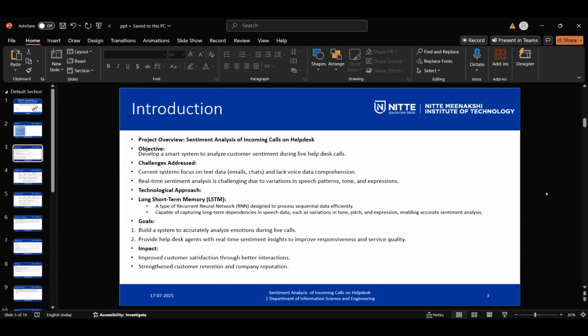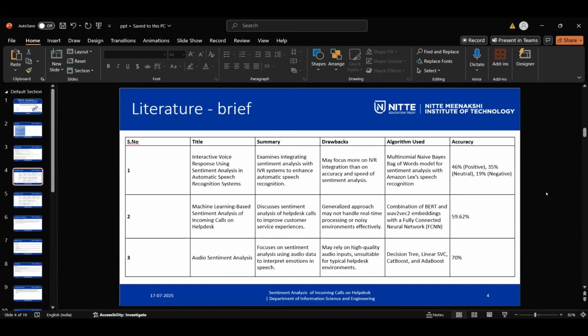The literature overview. So we went through multiple.